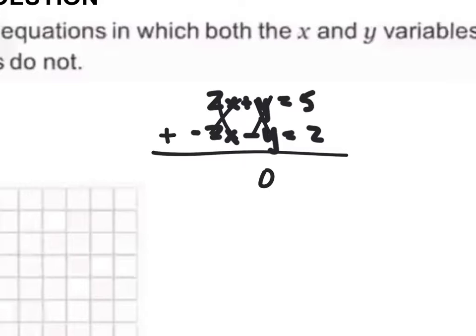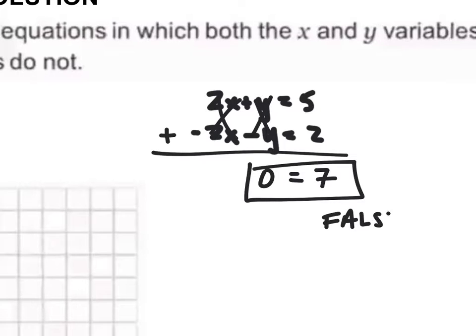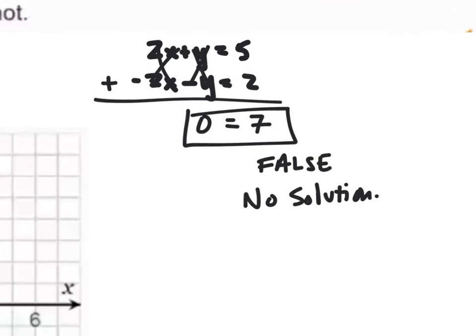So I just get 0 on the left side of this equal sign. And then 5 plus 2 is going to give me 7. So now I have 0 equals 7, and this is a false statement. Okay? So therefore, if I have a false statement, that means I have no solution. And what we have is parallel lines.